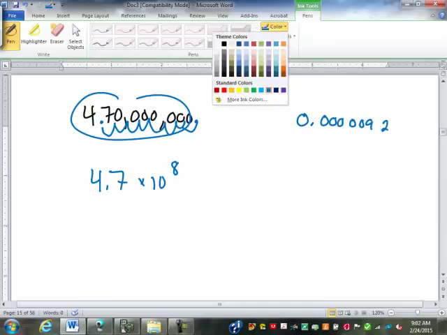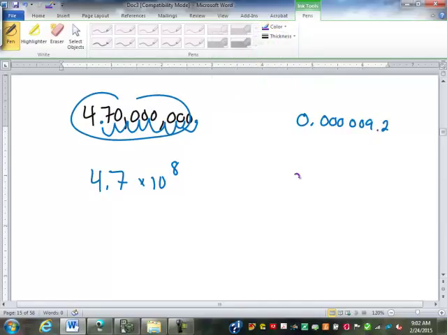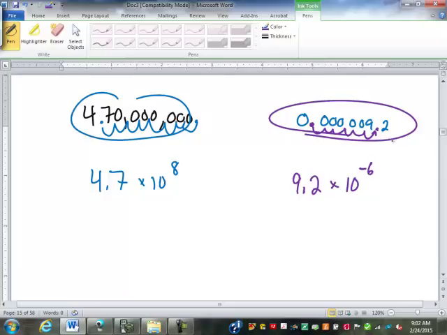So this one here is going to be written as 9.2. The decimal point starts out here, and we want it here. It goes 1, 2, 3, 4, 5, 6 spots. 10 to the 6th or negative 6th? Negative. That's a small number, so it's a negative power. It's in the negative place values.